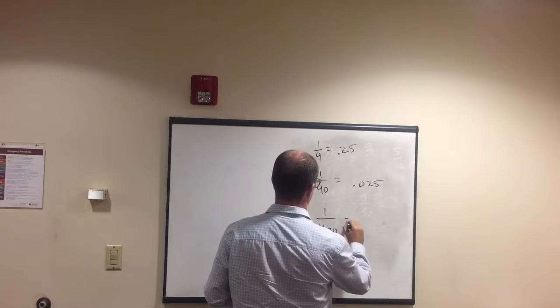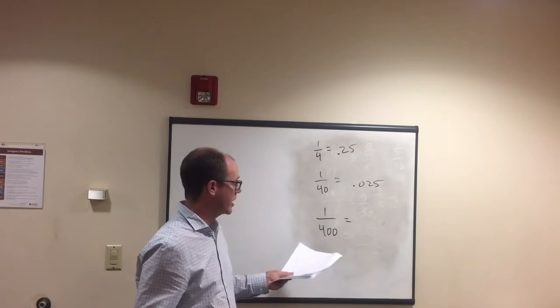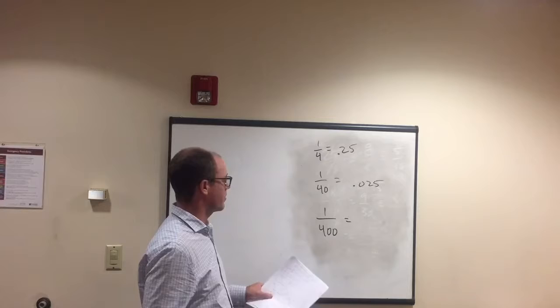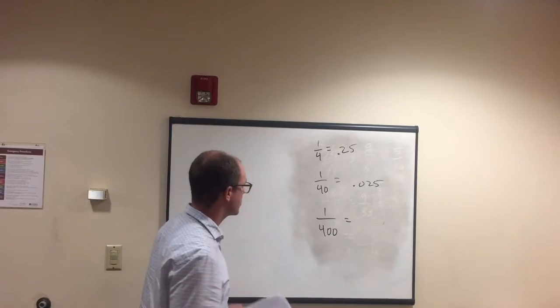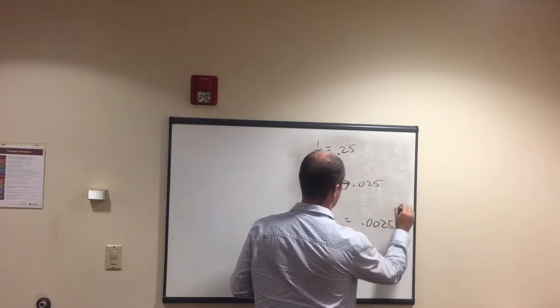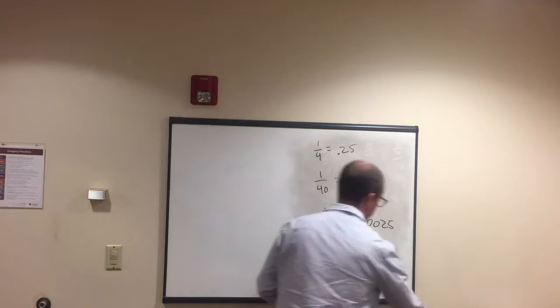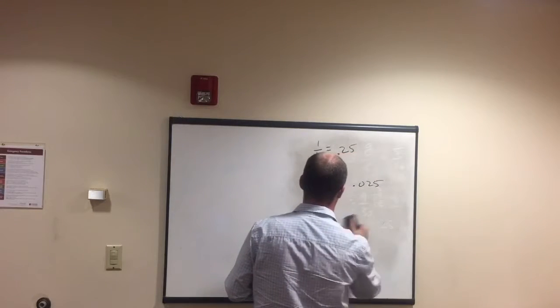One more, right? These are where people get confused. You have like 1 out of 400 and you look at it, again, just think, okay, what is 1 out of 4? And we're going to add 2 zeros to it, right? So 1 out of 400, 0.0025, no problem. That's how that stuff's done.